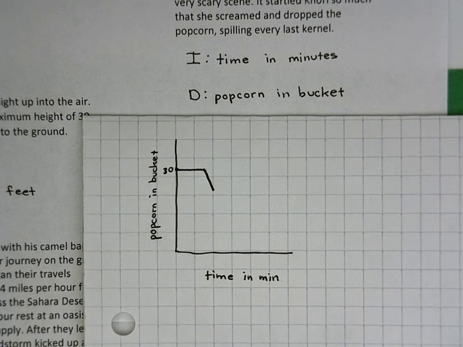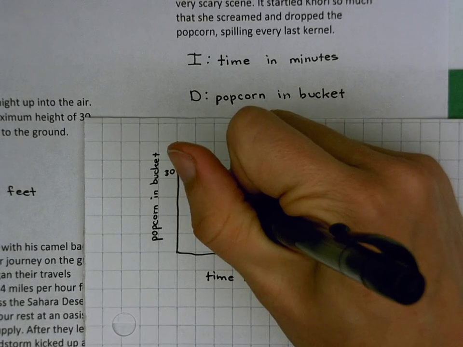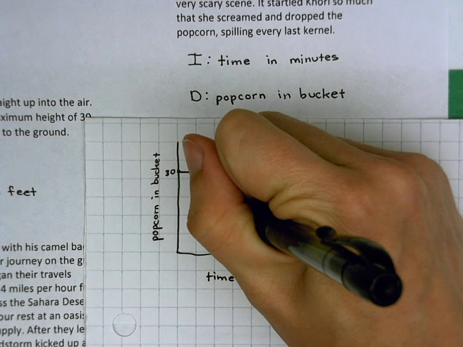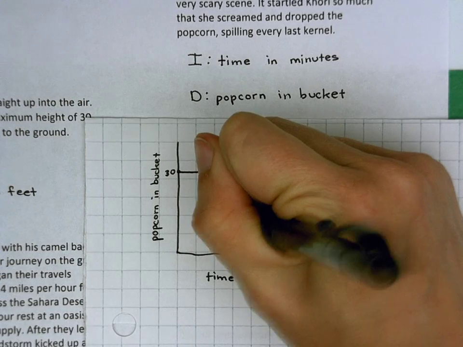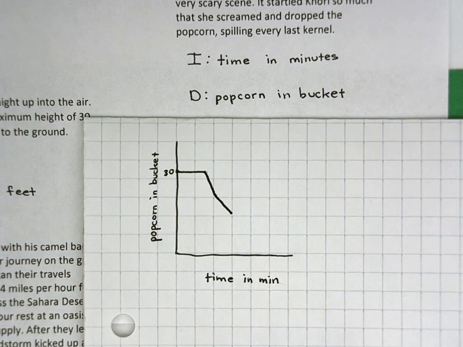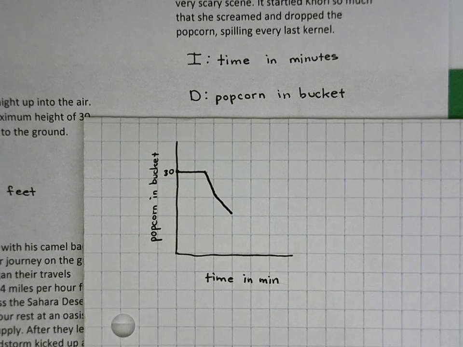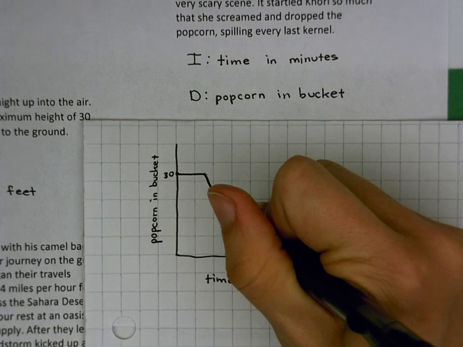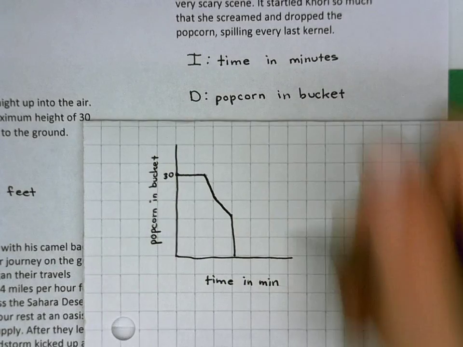Then Rachel leaves to buy Milk Duds. Corey's still eating, but now she's only eating at 1 ounce per minute. So the popcorn's still decreasing, but it's not decreasing as quickly. And then finally, at the last point, Rachel returns, scares Corey so much that she screams and drops the popcorn, spilling every last kernel. And so in that moment, the popcorn would drop down to 0. Very suddenly.